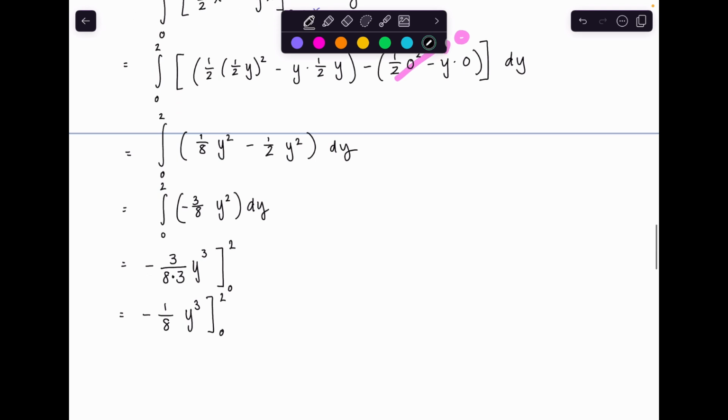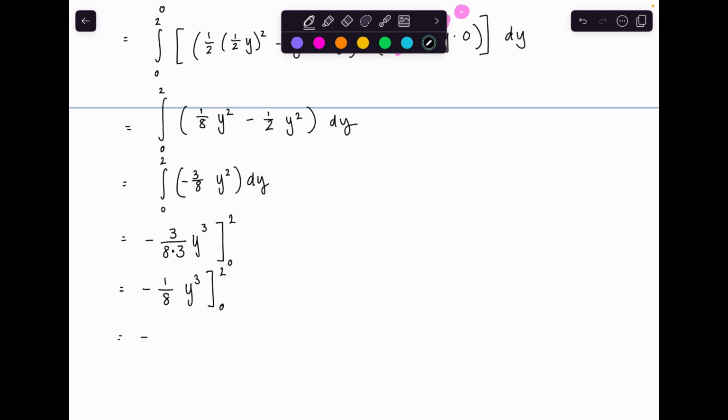So plugging that in gives us negative 1/8. 2 cubed is going to be 8, and then 0 cubed is 0. So this ends up equaling negative 1, which is exactly what we got for the other order of integration. Okay. So in this one, it's not too terrible to do either order.